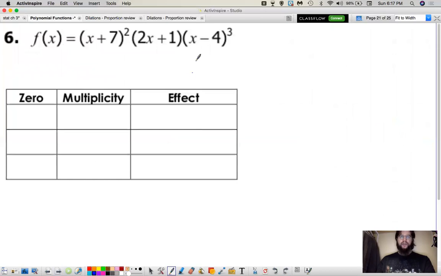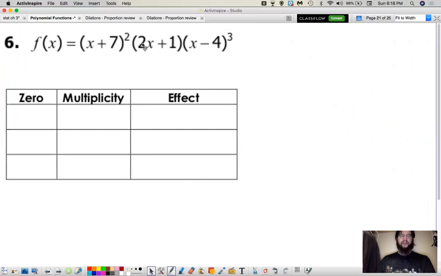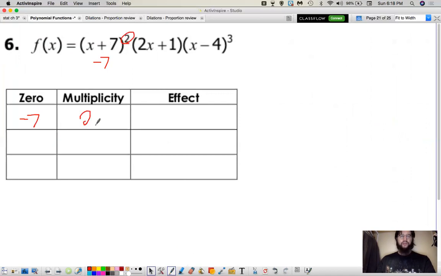Okay, here we go. This one's already in factored form for us, so we're just going to state the zeros and their multiplicities. So all we have to do is say what makes each of these factors equal 0. I'm just going to write it underneath. X plus 7, well, that means a negative 7 is required. So I have a zero of negative 7. Multiplicity is right there, 2. What's it going to do? That thing's going to bounce.